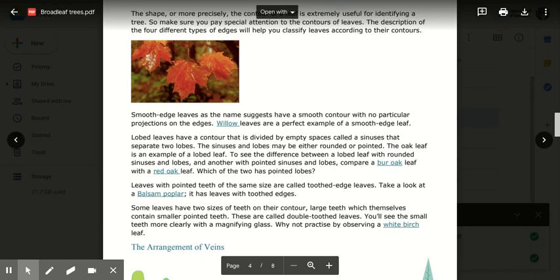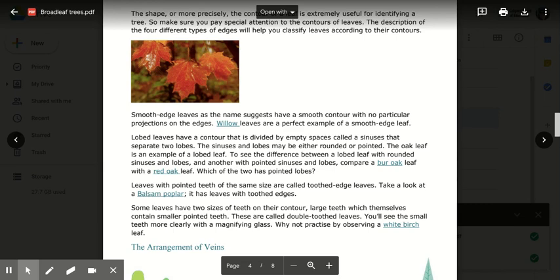Some leaves have pointed teeth, or they have jagged edges that are like toothed edge leaves. So, for example, the balsam poplar has toothed edge leaves. So some leaves have two sizes of teeth on their contour, large teeth, which themselves contain smaller pointed teeth. These are called double-toothed leaves. You'll see the small teeth more clearly with a magnifying glass.